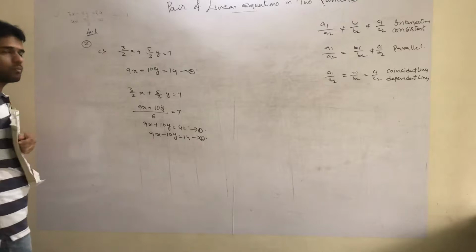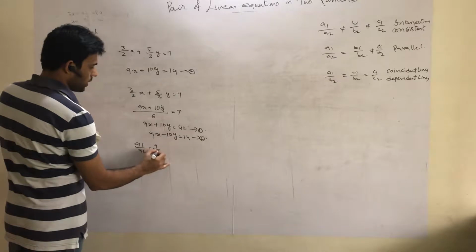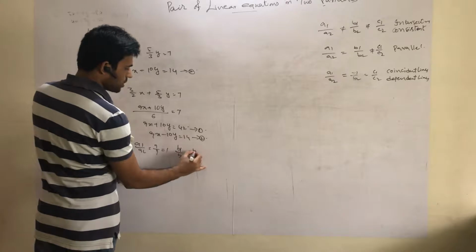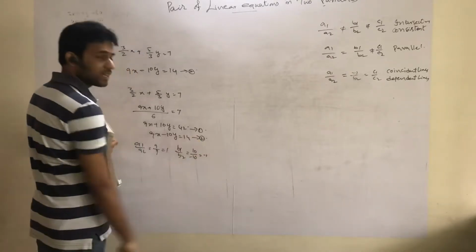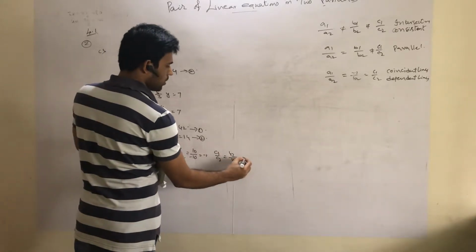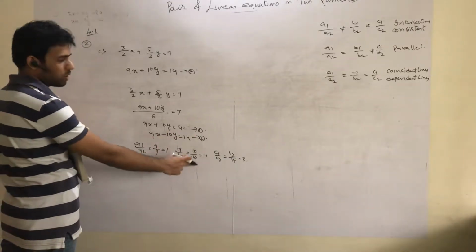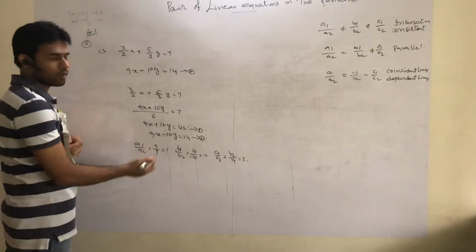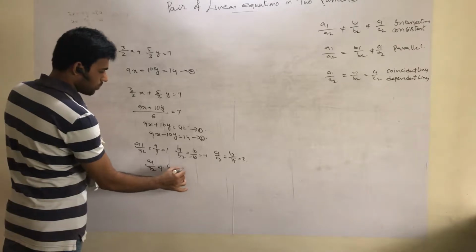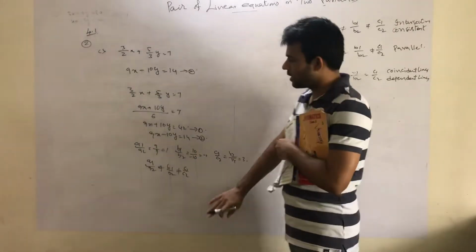So now you have two linear equations. Just find the ratios: a1 by a2 is 9 by 9, which becomes 1. Similarly, b1 by b2 is 10 by minus 10, which becomes minus 1. And similarly, c1 by c2 is 42 by 14, which is 3. So if you look at the values of the ratios, a1 by a2 is 1, b1 by b2 is minus 1, and c1 by c2 is 3. They are not equal. So you can say a1 by a2 is not equal to b1 by b2, and the same case with c1 by c2. Then you can say these lines are consistent.